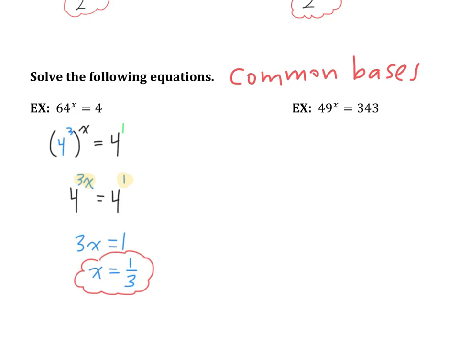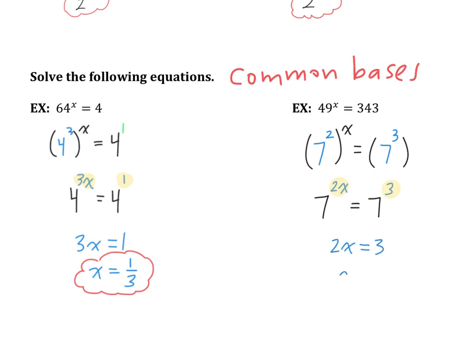Well, hopefully you recognize 49 is like saying 7 squared to the x power. And hopefully you recognize 343 is like saying 7 cubed. All right, so now that left side, we're just going to rewrite it as our power of a power. So we're going to multiply those. So we're going to get 7 to the 2x equals 7 to the third power. Now we have common bases. So we can go ahead and zoom in on those exponents. 2x has to equal 3. And we can solve this from here, getting x is equal to 3/2 as our final answer.